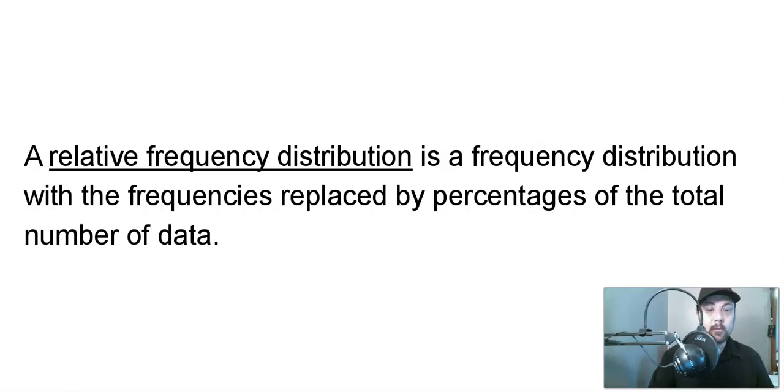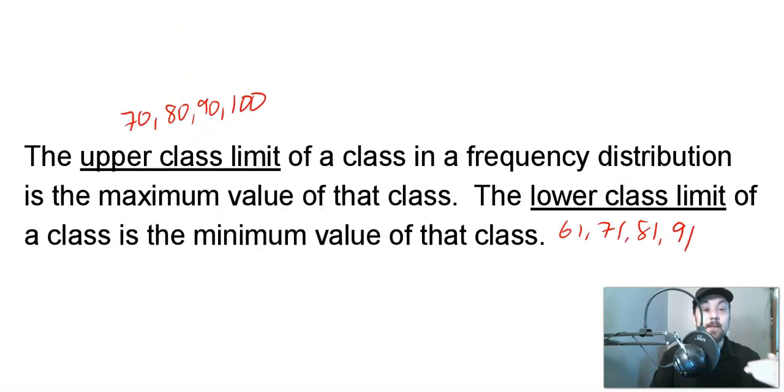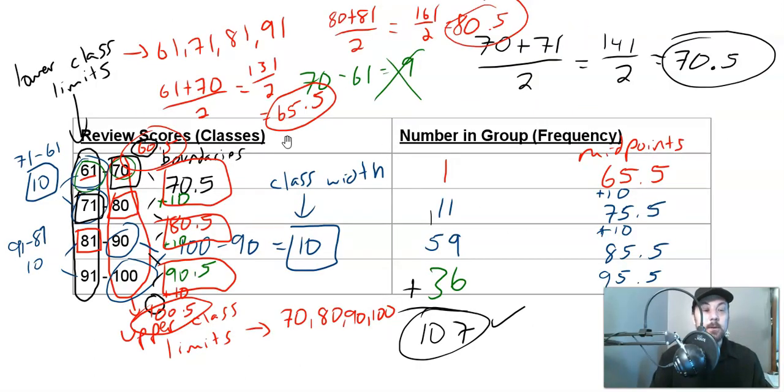Right. So in a frequency distribution, you have the number of data values that occurred in that particular class, right? So we have 1 data value between 61 and 70. We have 11 data values between 71 and 80. We have 59 data values between 81 and 90. So in a frequency distribution, the frequencies here tell you how many data values occurred in each particular group. To convert this to a relative frequency distribution, you want to convert each of these frequencies into percentages. So we know the total number of data values was 107.